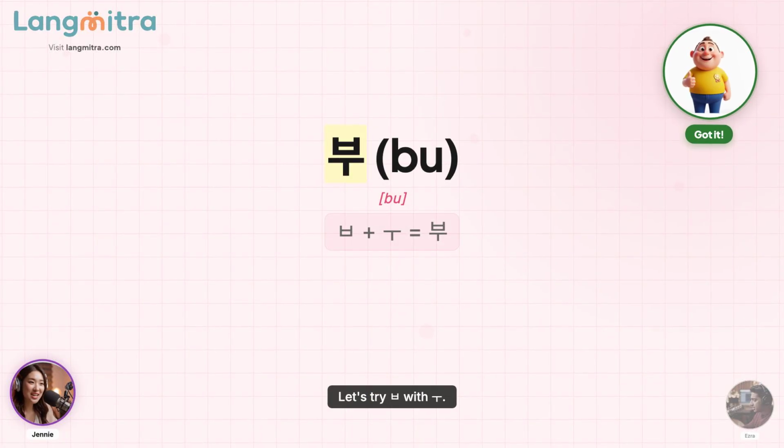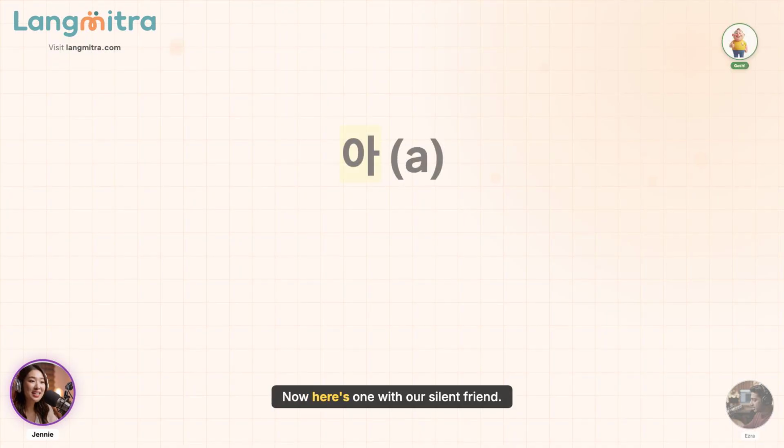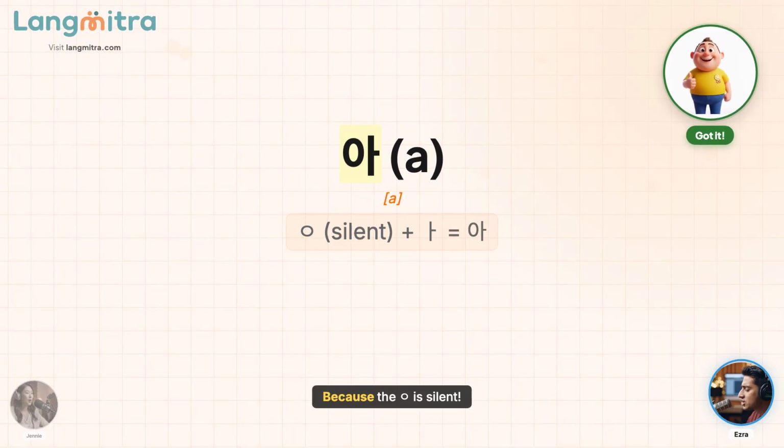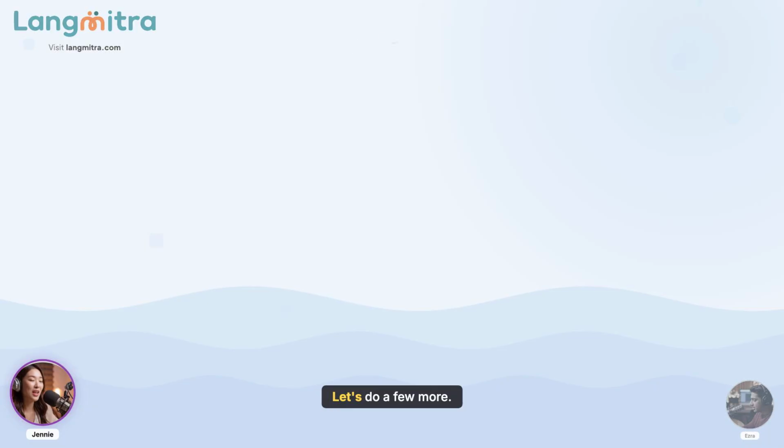Let's try b with oo. Boo, boo. Now here's one with our silent friend. ㅇ with ah. Ah, just ah, because the ㅇ is silent. You've got it. Let's do a few more.